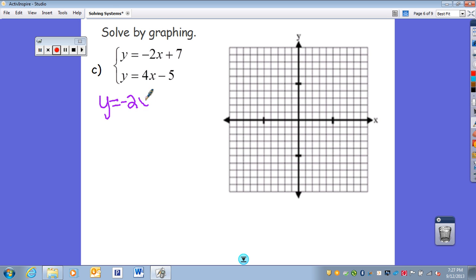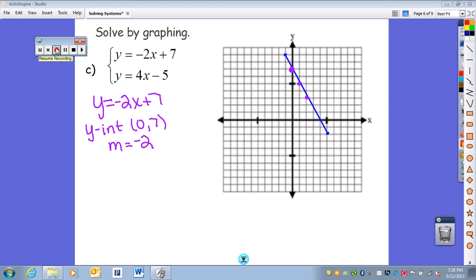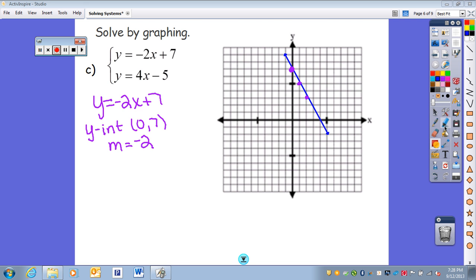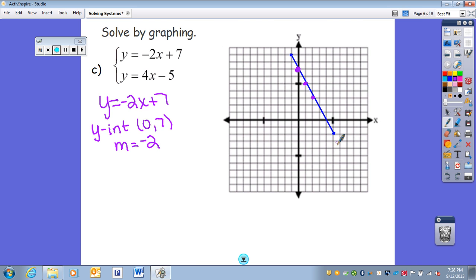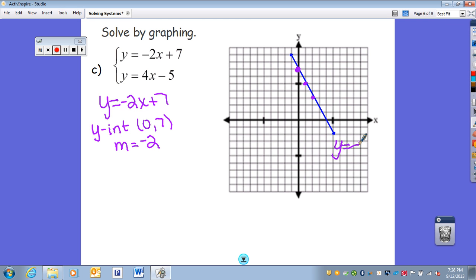So I'll take my first equation, y equals negative 2x plus 7, recalling that my y-intercept is 0, 7, and my slope is negative 2. So when I graph, I will put my first point at 0, 7, and find other coordinates by using my slope from that point. Down 2 over 1, down 2 over 1. I draw in my line, and then I should label that line accordingly. This line is y equals negative 2x plus 7.